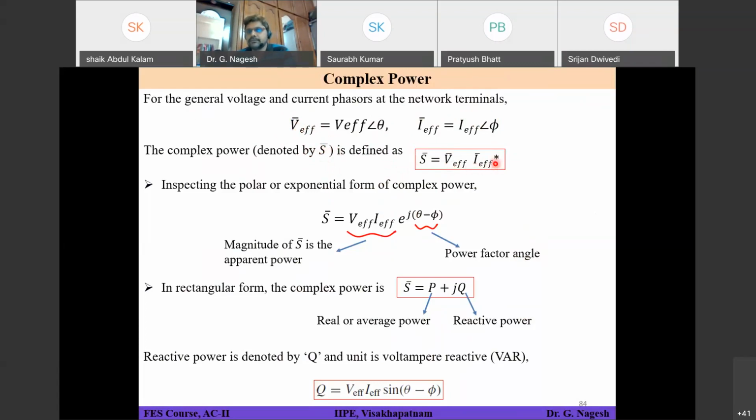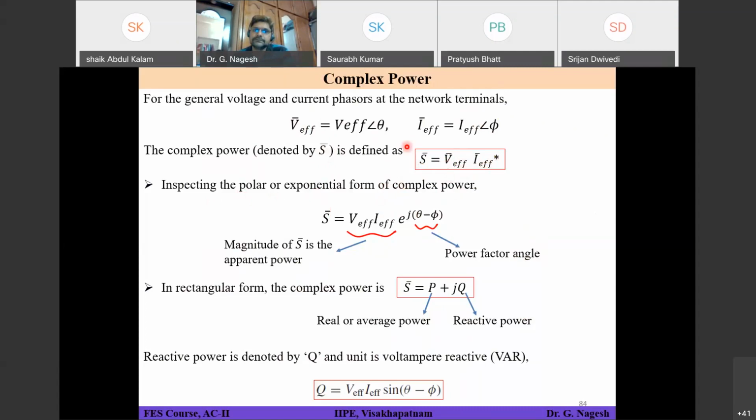Okay, so the voltage phasor into the current phasor conjugate. The product of these two is called complex power. So if you expand this expression, what will that be? Inspecting the polar and exponential forms of complex power.